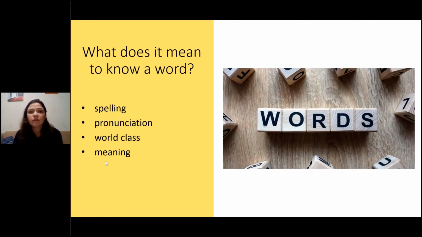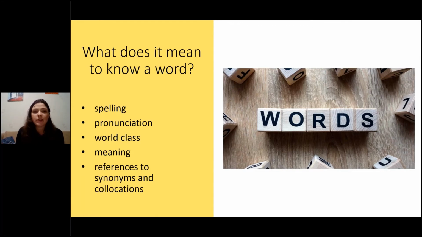Moreover, there could be some references to synonyms and collocations. Not just the word itself, but we can know that, for example, boiling means something close to hot, yeah? Or we can say make mistakes, not any other collocation.